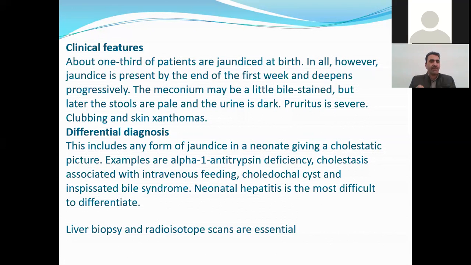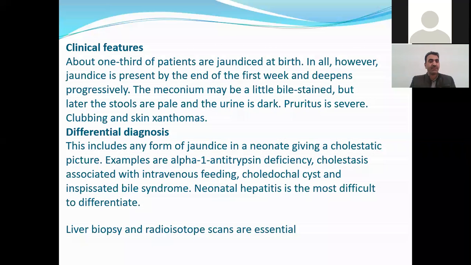The meconium may be a little bile stained, but later the stools are pale and the urine is dark, which is a feature of obstructive jaundice. Pruritus is very severe. Although he is a neonate, there is pruritus and clubbing of the fingers with skin xanthoma. These are features of extrahepatic biliary atresia.